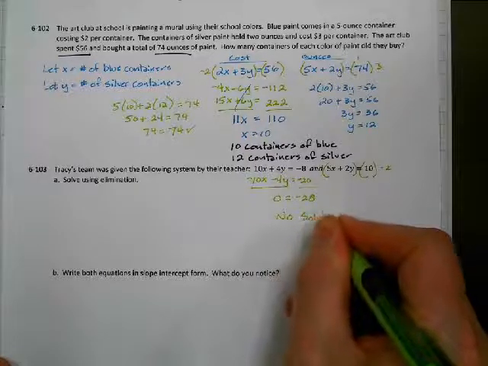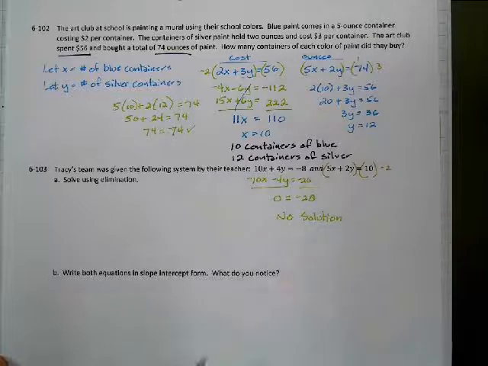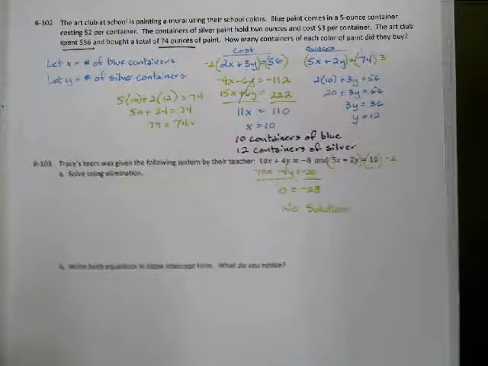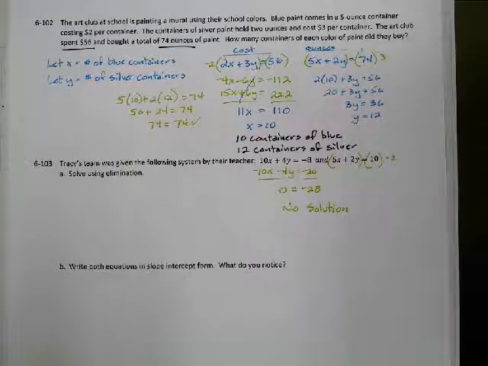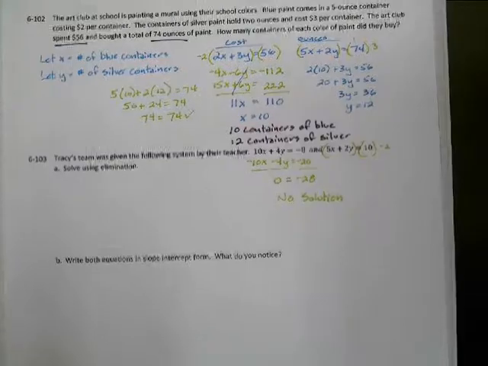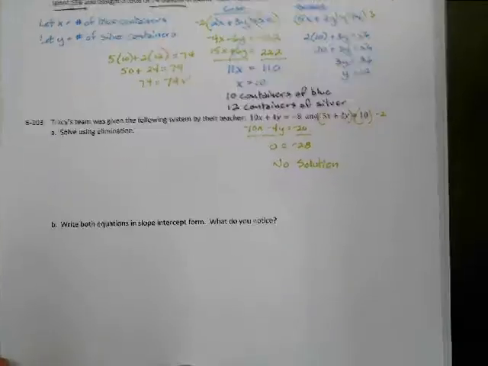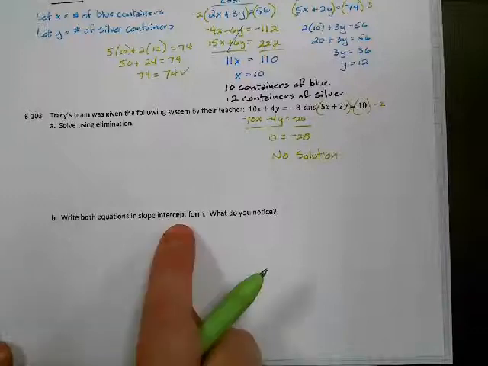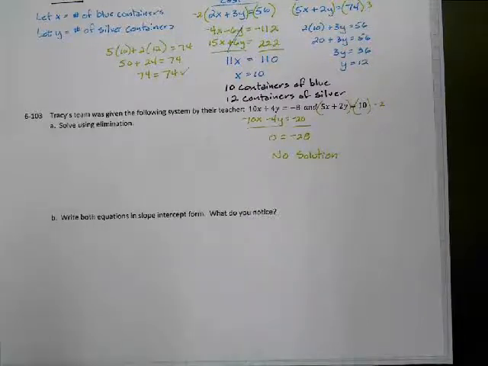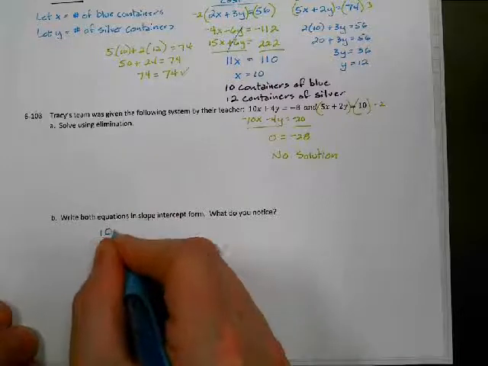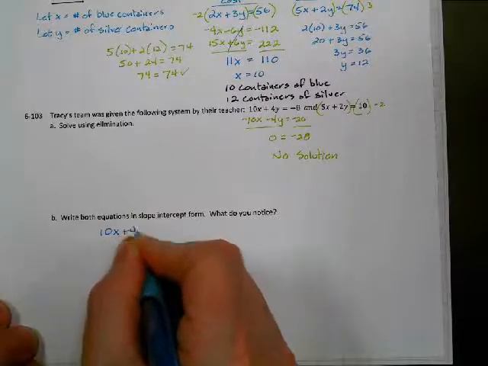So what's really going on with this problem? Because Tracy's team was a little bit confused by what happened here. To help us understand what actually just happened, we're going to write both equations into slope-intercept form. Let's take the first equation first, and put it into slope-intercept form.